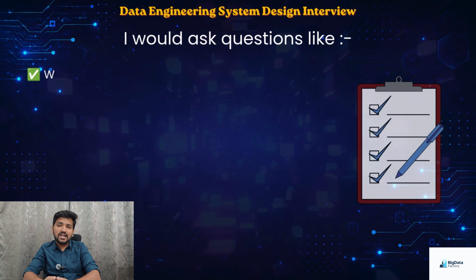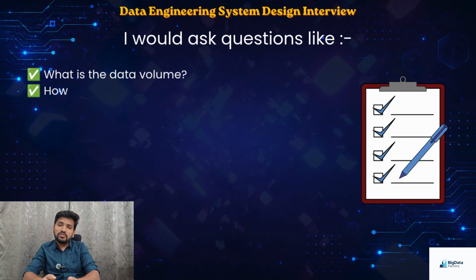The biggest beginner mistake is jumping straight into tools. A beginner answer sounds like use Kafka, Spark, Airflow, Snowflake, and dashboard. That is not enough. A better answer starts with clarifying the problem. In a real interview, before I draw any architecture diagram, I would ask questions like, what is the data volume?